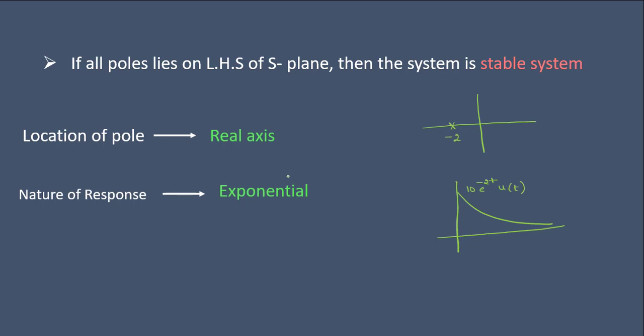So I hope you have understood, if all poles are on the left hand side of S-plane, then the system is called a stable system. Why? Because the response is absolutely integrable and the signal is also a bounded signal. When these two conditions are satisfied, then the system becomes a stable system.